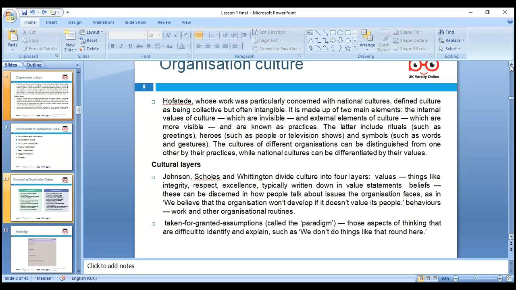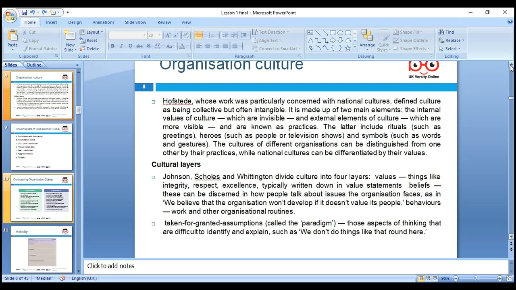Then Hofstede, one of the great scholars who wrote many books on culture and cultural issues, was particularly concerned with national culture, because it differs from the culture in our organization. He defined culture as being collective but often intangible. It is intangible because we have to observe it.